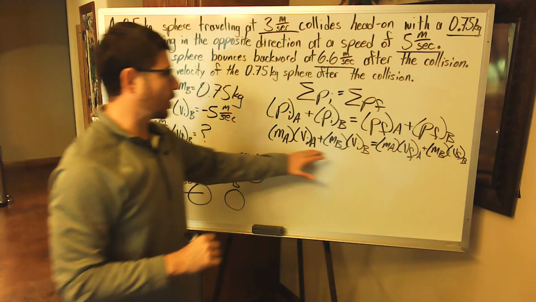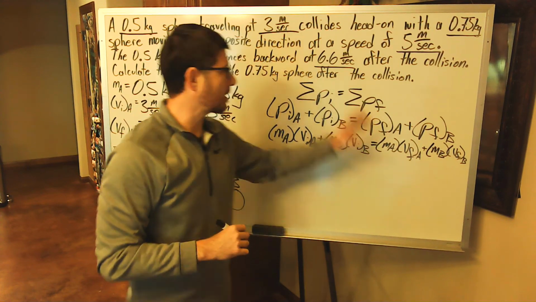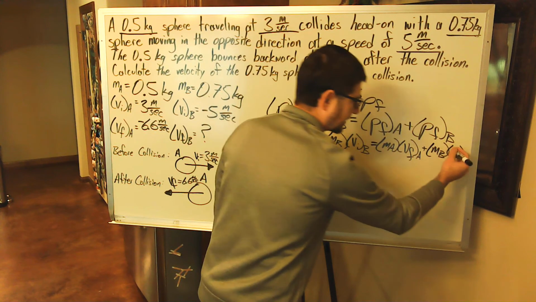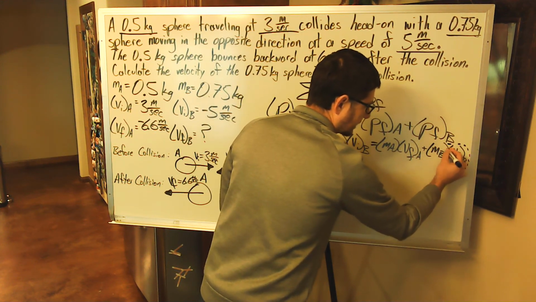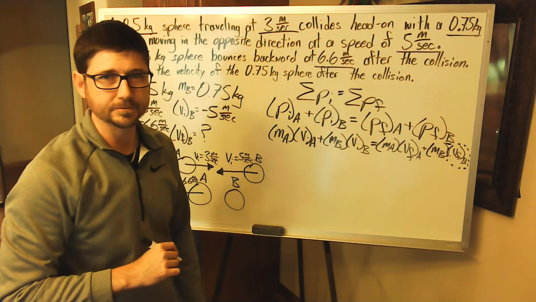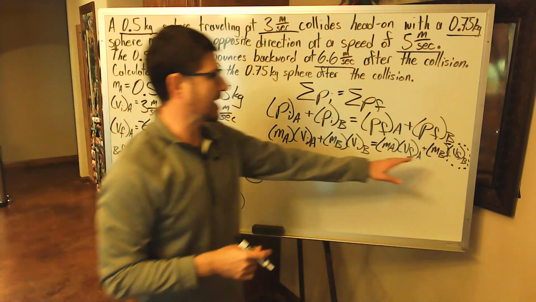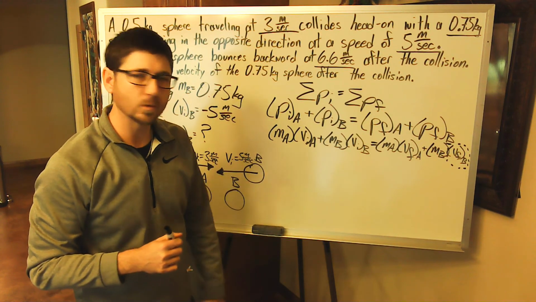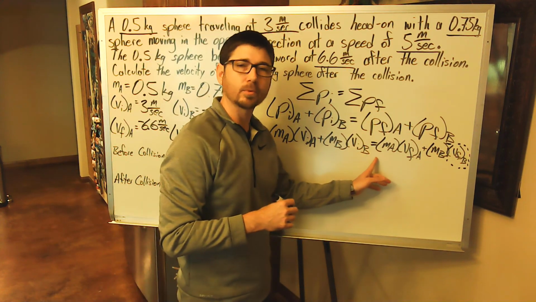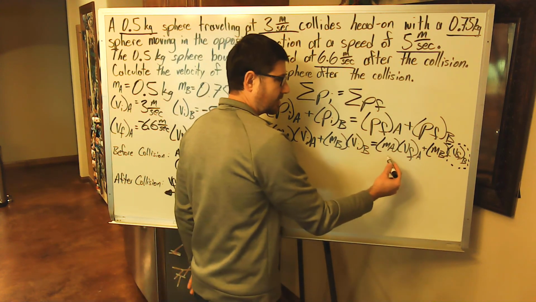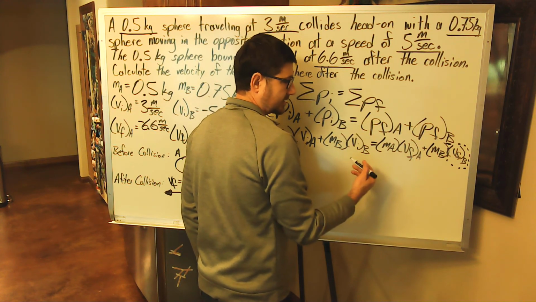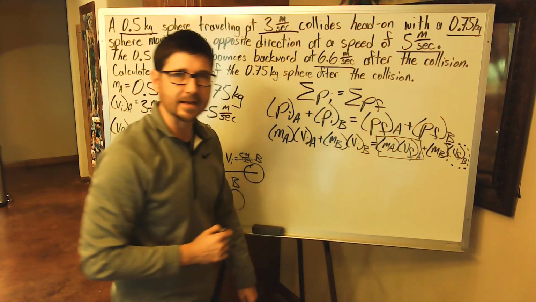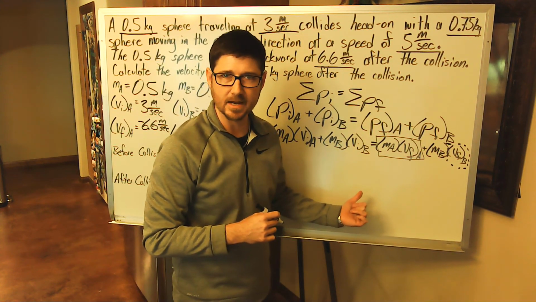Now, we actually know all of this information. The problem gives it to us, except the final velocity for sphere B. So this right here is going to be our unknown. To isolate this, we're going to have two algebra steps. The first thing we want to do is subtract the product of mass of object A and the final velocity of object A from both sides of the equal sign.